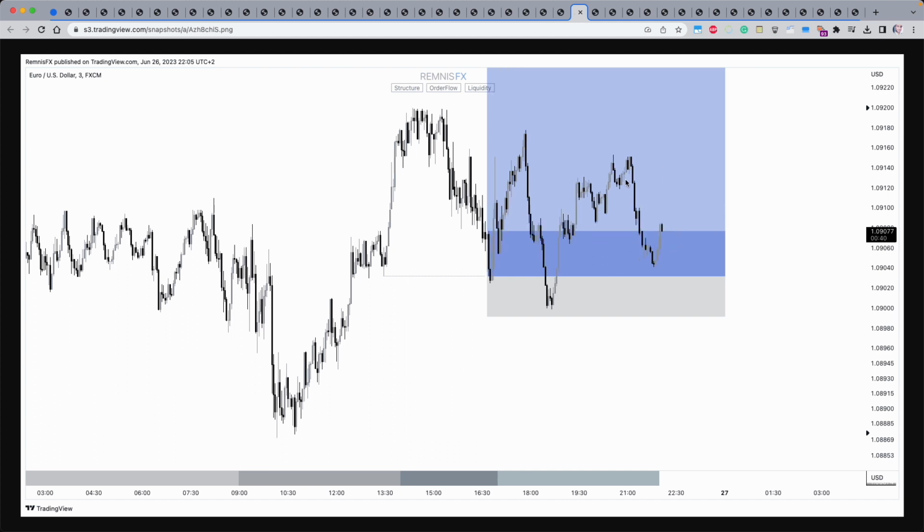And at some point here, price indeed came down all the way here, and I took a screenshot at 5:10 p.m. So 5 minutes after New York session closed, I just took a screenshot of what price action was looking like.